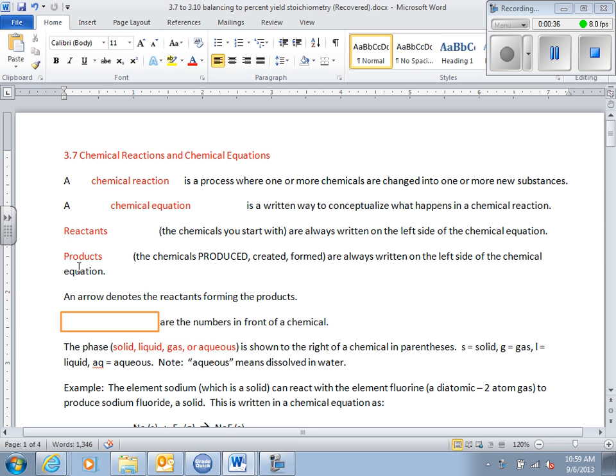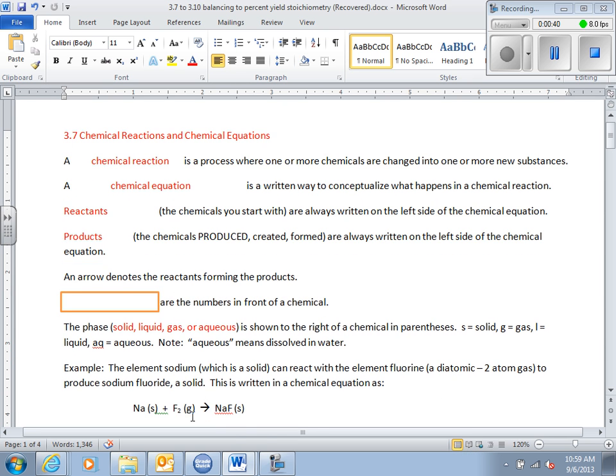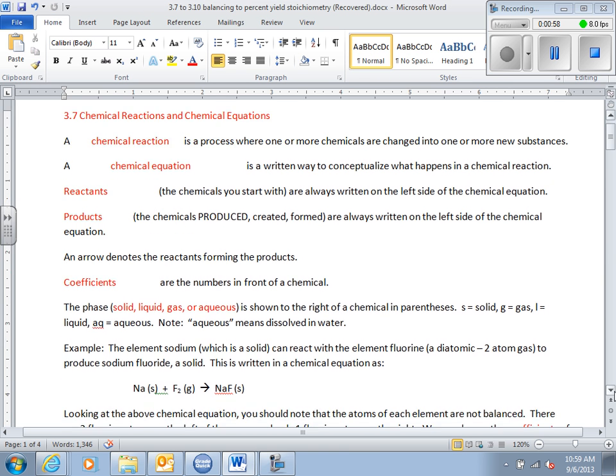And there's always an arrow between the reactants and products. It looks like this right here. So these would be our reactants. These are our products. Here's the arrow. And the numbers in front, this actually doesn't have any numbers in front yet because it's not balanced. The numbers in front have a name, and the name is coefficients. All right, you can read the rest of this on your own.